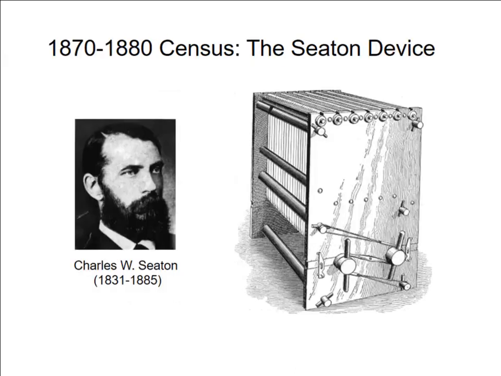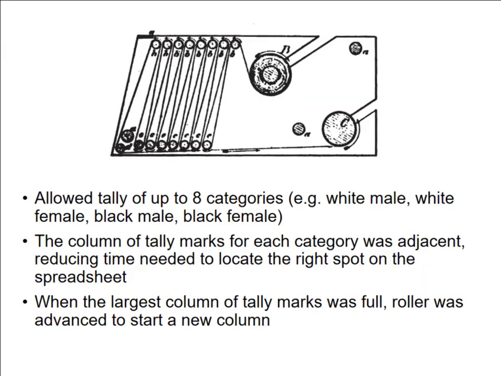In 1872, Charles W. Seton, who was the chief clerk of the census, invented this device, the Seton device. Basically you take a spreadsheet and you wrap it around all these rollers so that you can get your hash marks closer to one another, and it allowed you to tally 8 categories at once. It wasn't really that good.